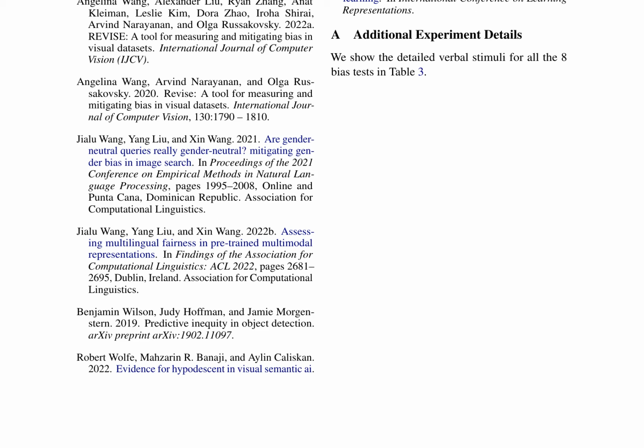They also provide additional experiment details, including verbal stimuli for bias tests, in the appendix. Overall, this paper provides a comprehensive overview of the current state of research on bias and fairness in AI, highlighting the importance of addressing these issues to develop more trustworthy and equitable AI systems.